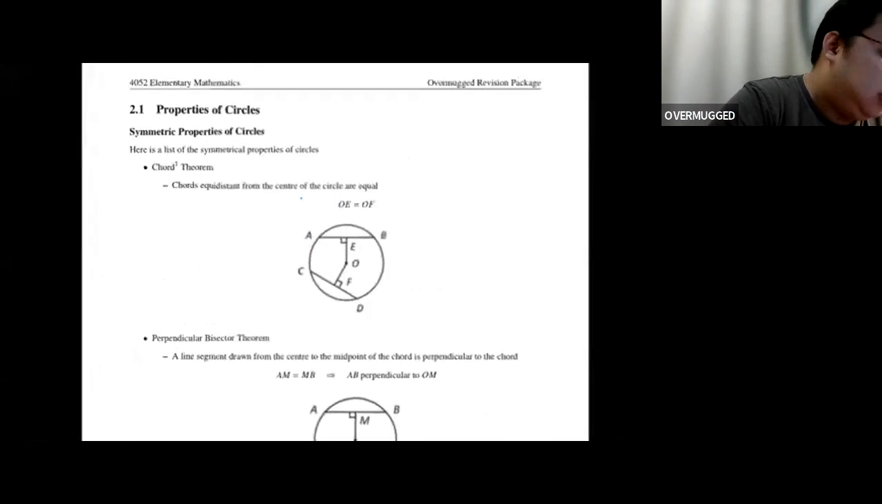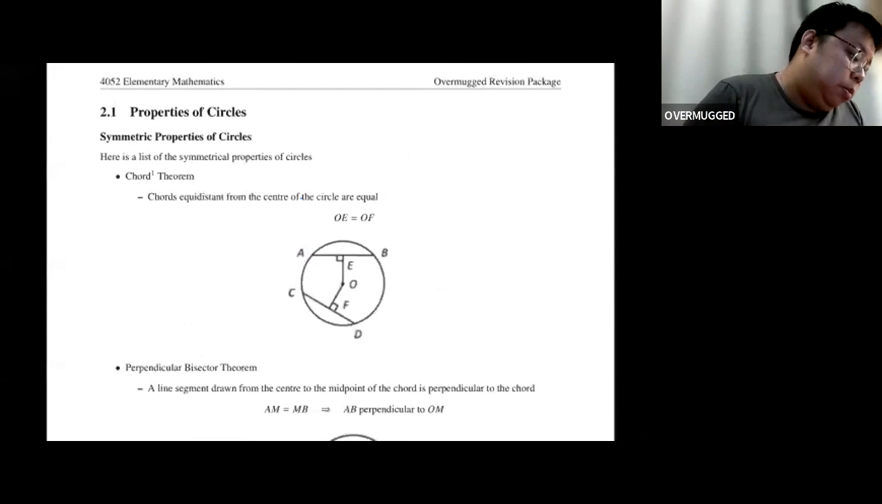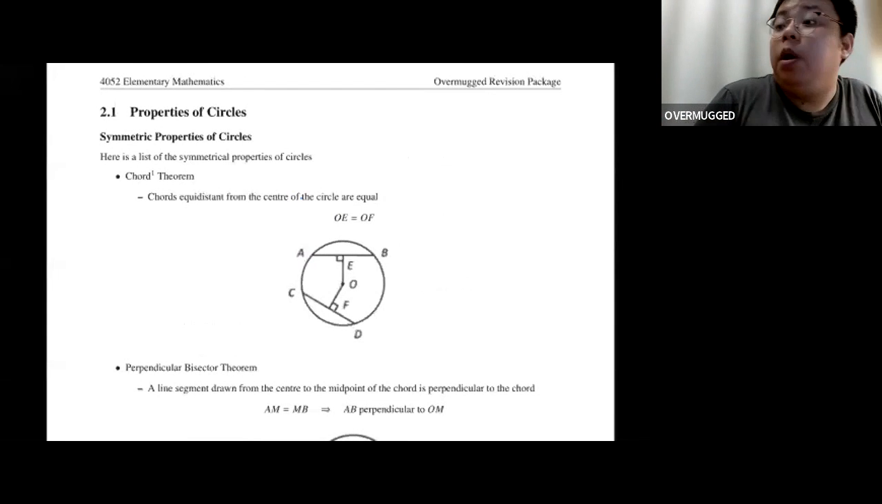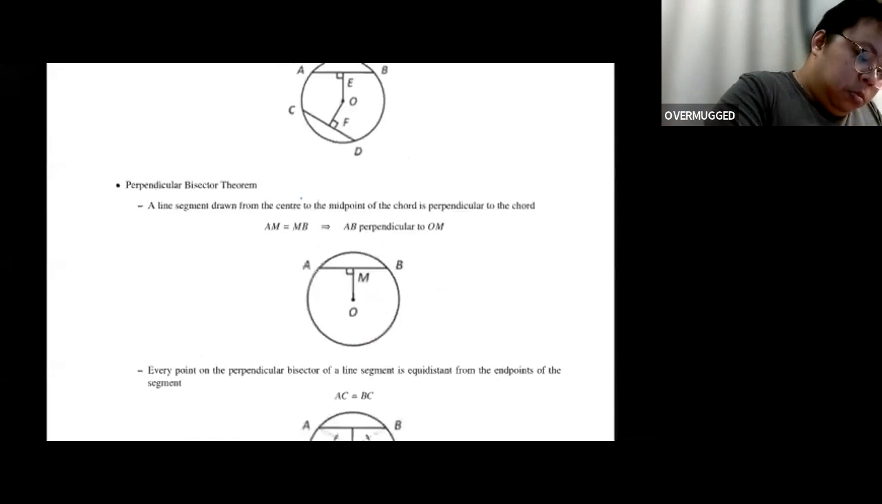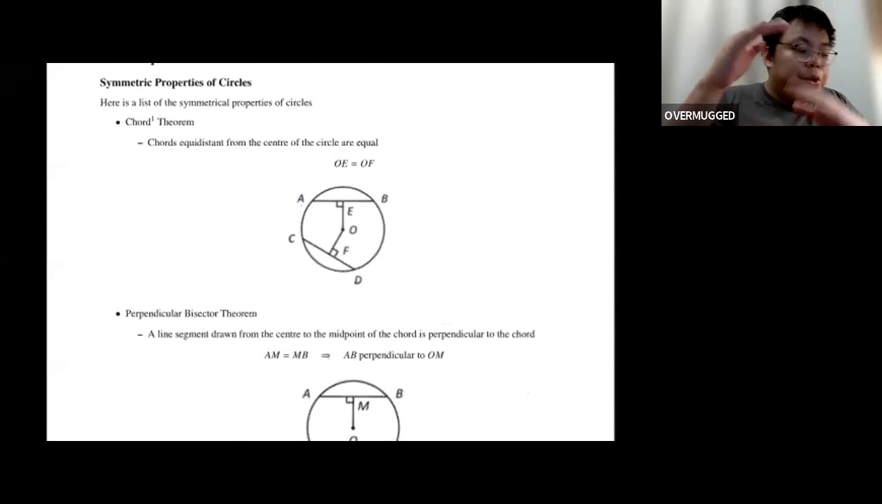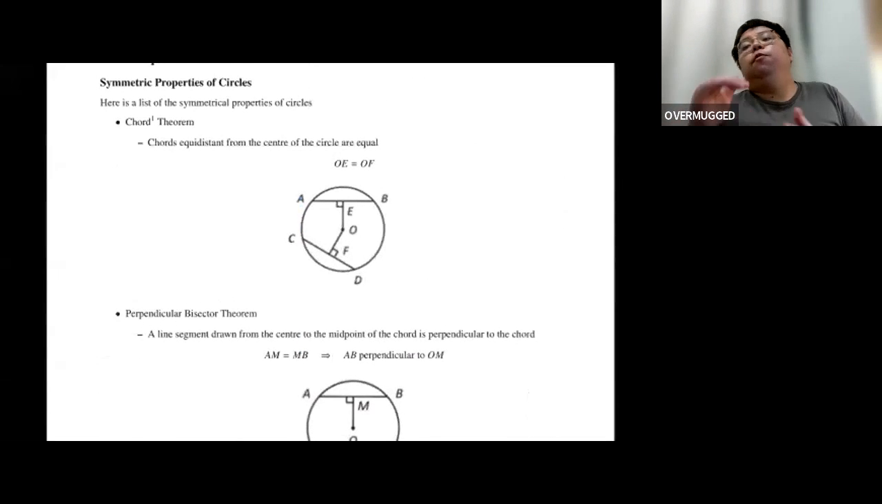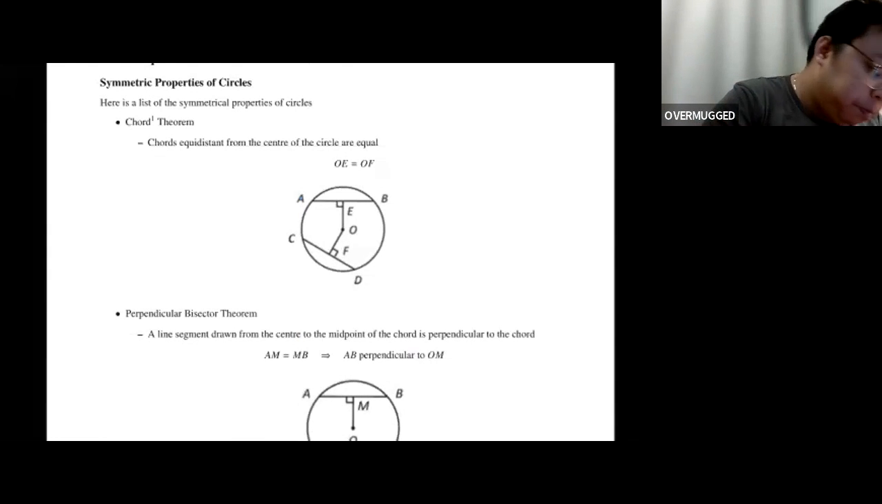So let's talk about the symmetric properties first. For the very first symmetric property, we talk about the chord theorem. If we have two chords, and you need the definition of a chord, it's at the footnote down there. I'm prepared for everything. So the chords are equidistant from the center of the circle. So this is one property.